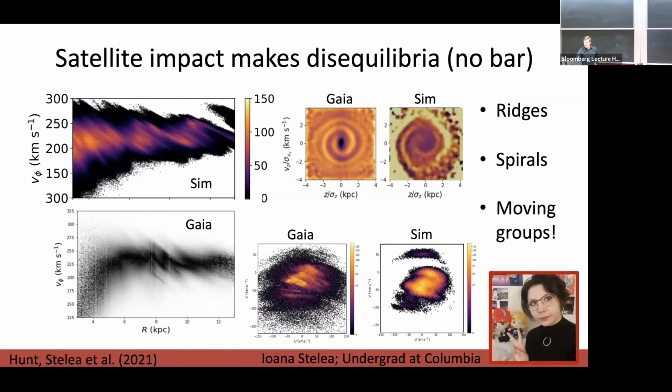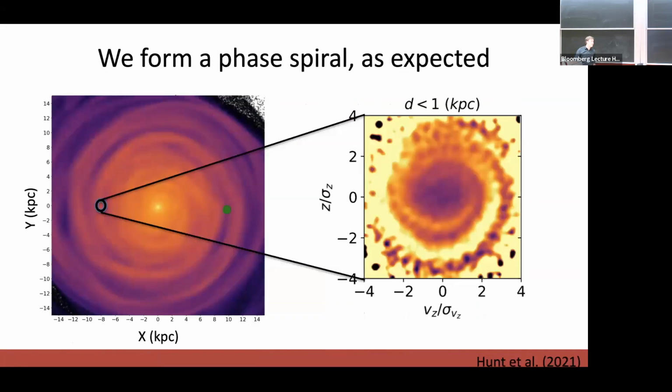And with that, I will leave the radial and planar stuff mostly behind and start to focus on the phase spiral. So again, in this model, we can select a little local volume. This is going to be our solar neighborhood in the simulation. It's on the far side of where the satellite is today, which is the green dot. We make this nice one-armed phase spiral, similar to what we see in the Gaia data. Not as finely resolved because even 1 billion particles is still far short of the real galaxy.